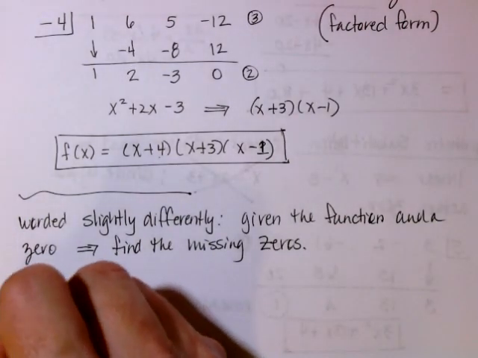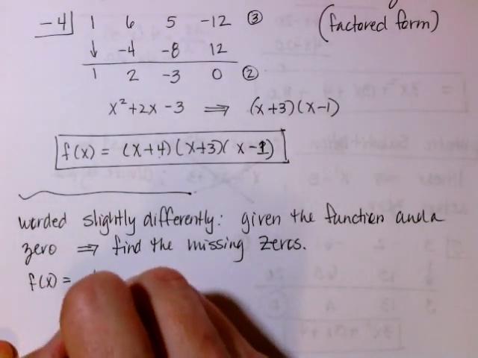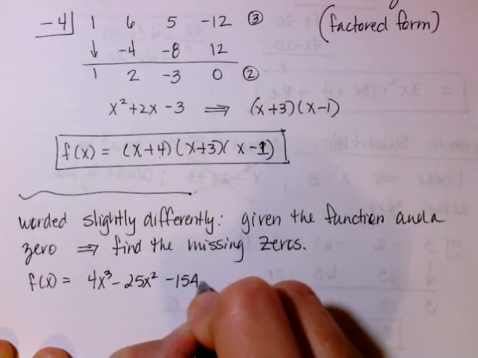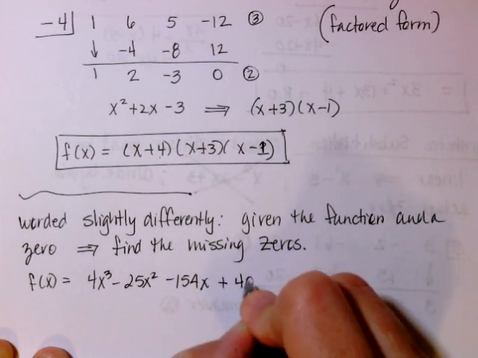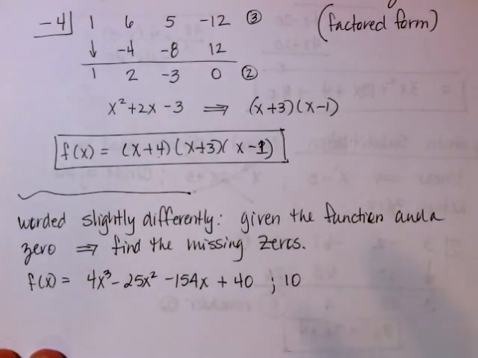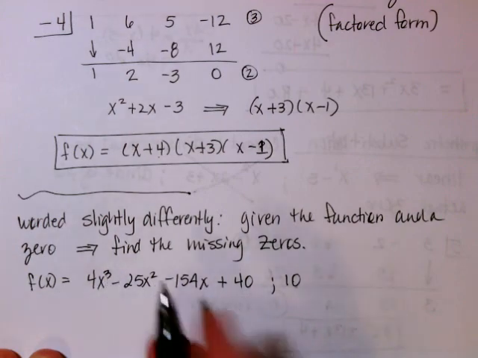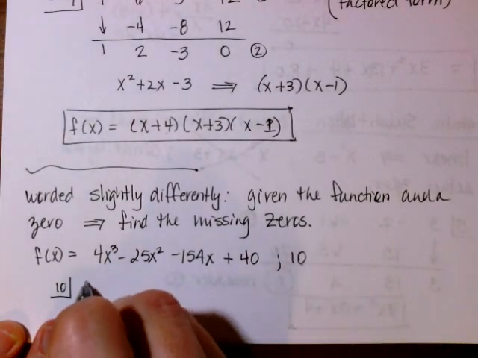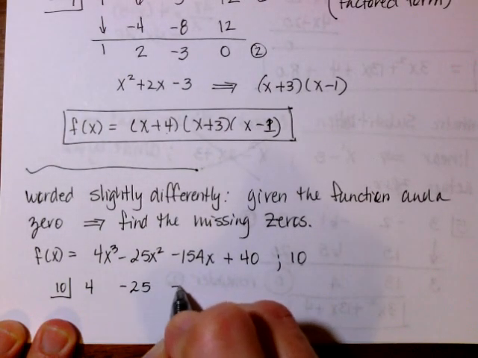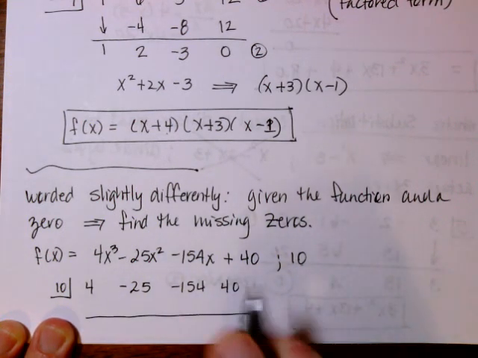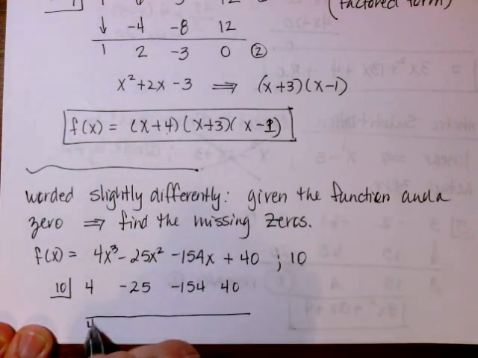So I'm going to have f of x is equal to 4x cubed minus 25x squared minus 154x plus 40, and you're going to be given that one of the zeros is 10. So I'm going to do my synthetic division using the 10. I have a 3, a 2, a 1, and a 0, so I don't need any placeholders. See if I can squeeze it down here on the bottom. I have a 4, -25, -154, 40, and draw my line.